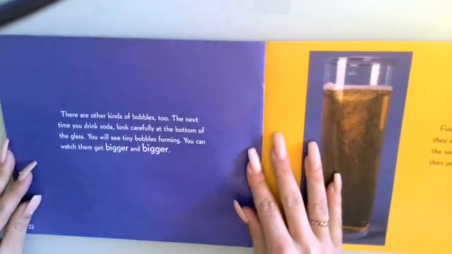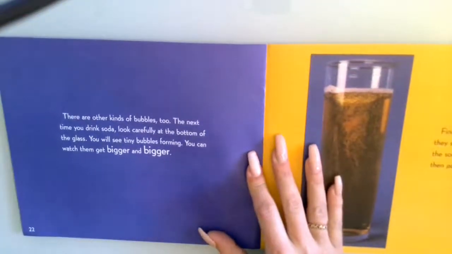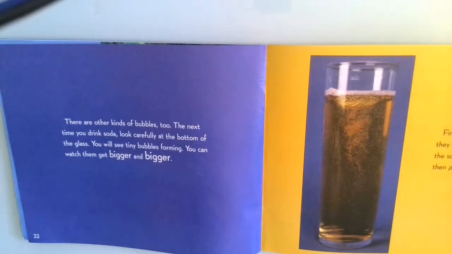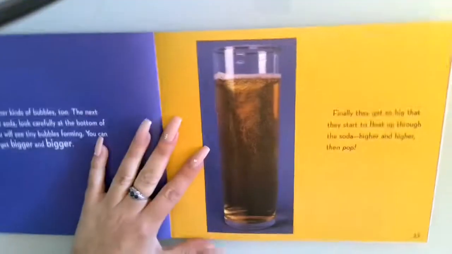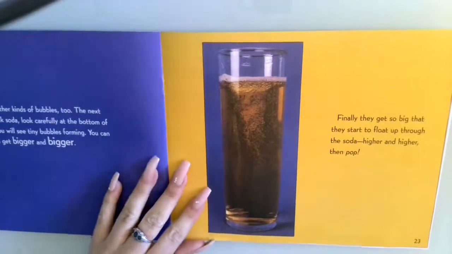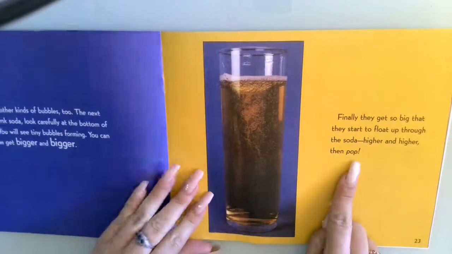There are other kinds of bubbles too. The next time you drink soda, look carefully at the bottom of your glass. You will see tiny bubbles forming. You can watch them get bigger and bigger. Finally, they get so big that they start to float up through the soda. Higher and higher, then pop.